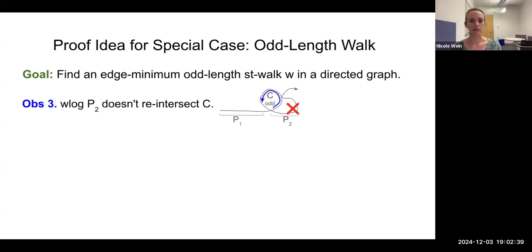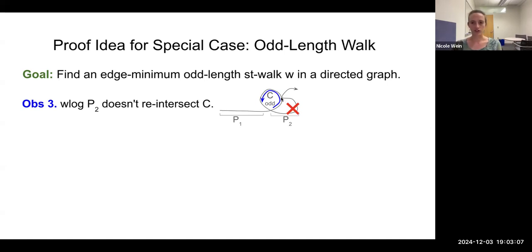So here's observation number 3. Without loss of generality, P2 doesn't re-intersect with the cycle C. And the reason for this is shown in the picture. First we have our path P1 here. This is our first simple path. Then we have C, which is our odd cycle. And then we have P2, which is another simple path. But a priori, P2 could have intersected back into C.